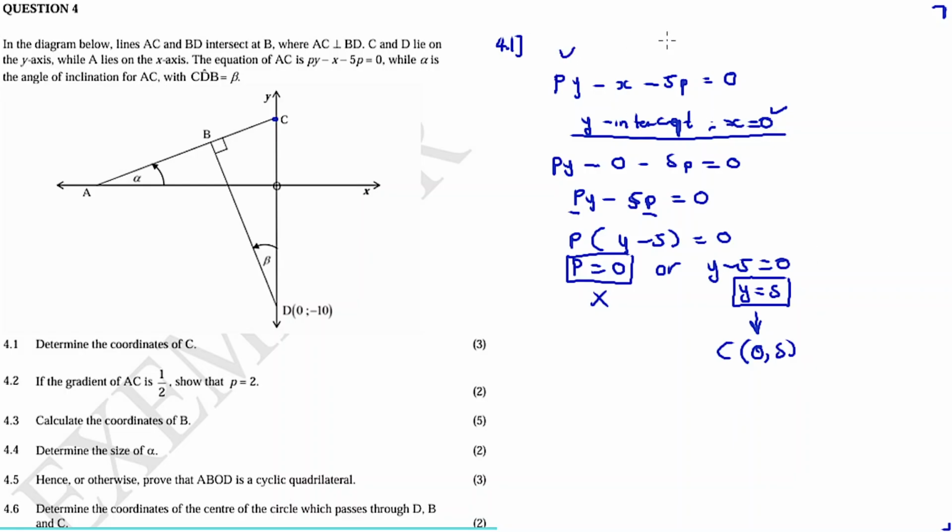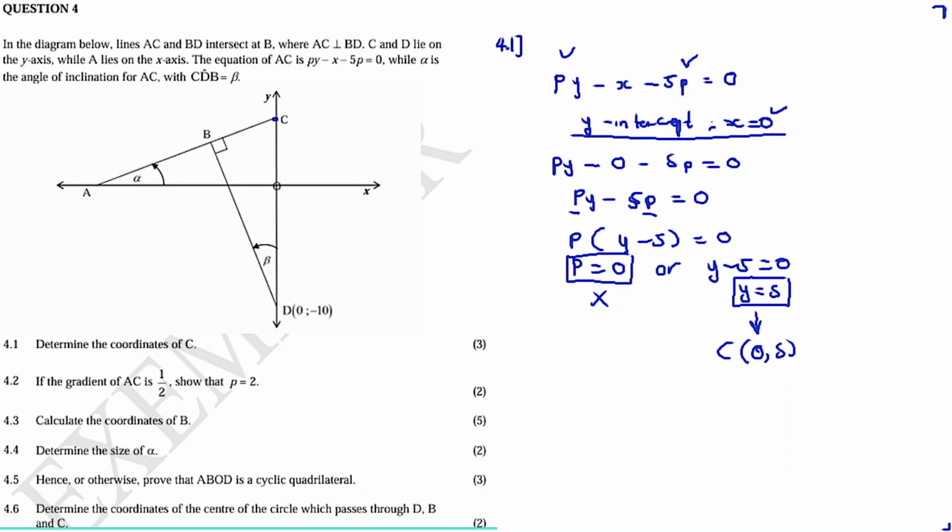Don't let the p intimidate you. When you see this equation, you might wonder what the p is doing there. Just do it the normal way if you come across such a situation.